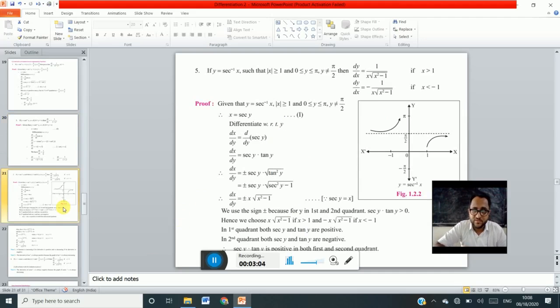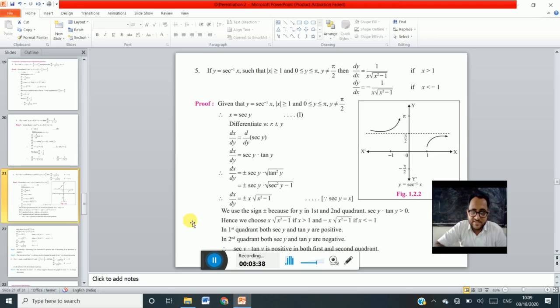Then see, we also find the derivative of tan inverse x, which equals 1 upon 1 plus x square, and the derivative of sec inverse x is what? It is 1 upon x into square root x square minus 1, or minus 1 upon x into square root x square minus 1, depending on the value of x. If x is greater than 1, then dy by dx for sec inverse x is 1 upon x into root x square minus 1, and if x is less than minus 1, then it is minus 1 upon x into square root x square minus 1.